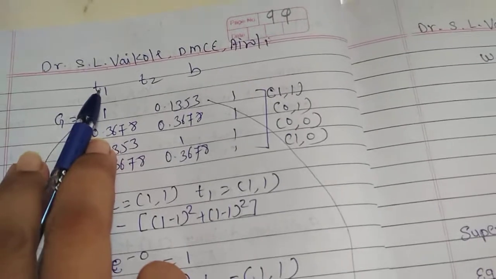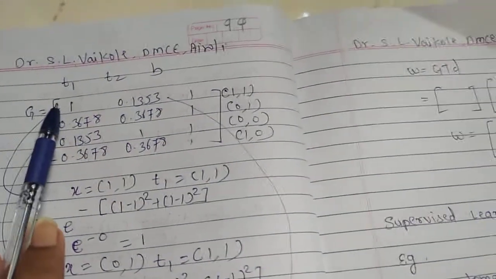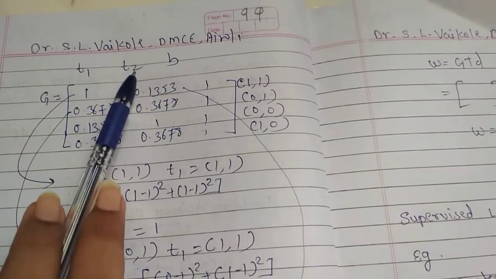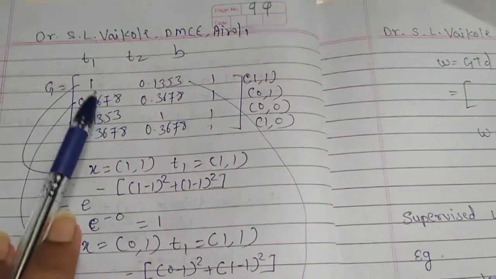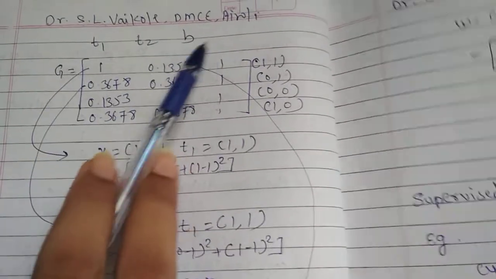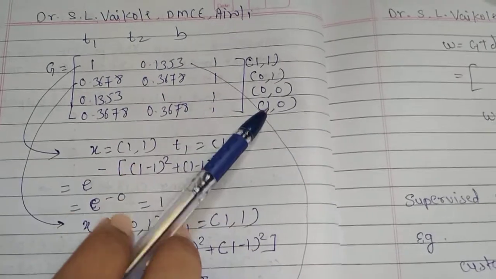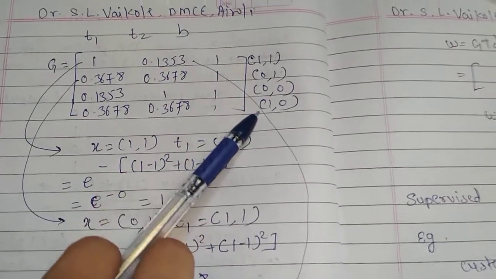Now the first column is t1, t2 and then b. So my t1 is what? The t1 is 1, 1, t2 is 0, 0. So how is this value calculated? Now see here, the columns are the first hidden function, second hidden function and bias, and the rows are the inputs. These are the inputs given.